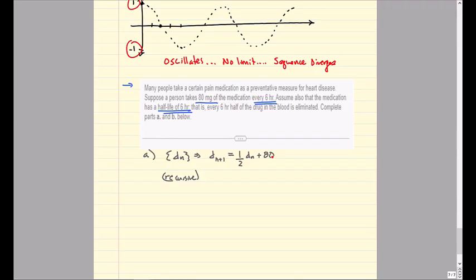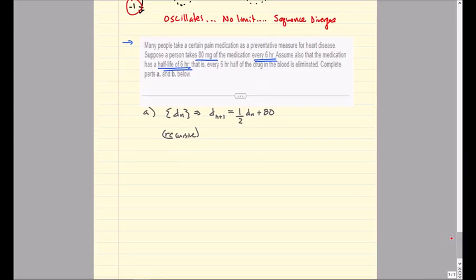So what happens is that medication builds up in your bloodstream, and part B is, what does it build up to be?